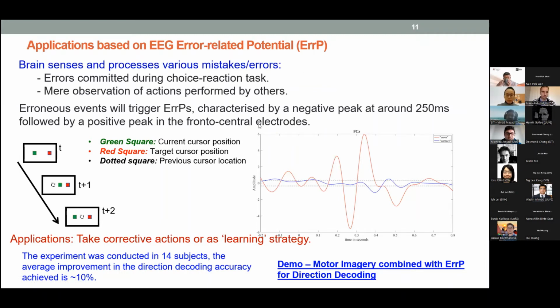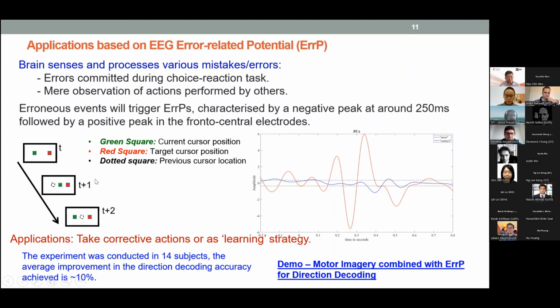Just to give you a simple illustration, if you look at these rectangles here, you have the green square, which is the starting point of the cursor. The cursor is programmed to move either towards the destination, which in this case is the red square, or away from it randomly. So it can either move towards or away.